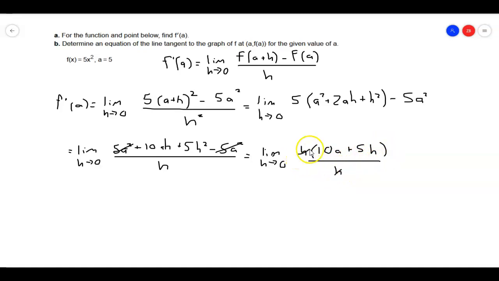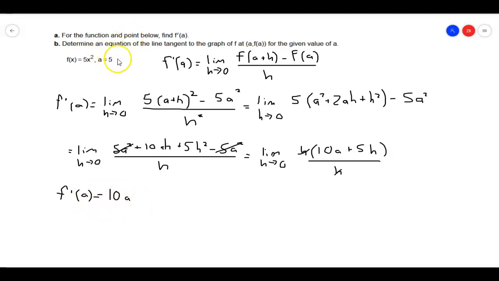Now I am going to cancel those out, and then I'm going to plug that 0 in for h, which cancels this out, and I'm just left with 10a. And so f prime of a, in this case, is just equal to 10a. So I don't put the limit anymore because I just applied it. I was able to put it in here and get a form without a 0 in the denominator there. So this is my equation for the slope of the tangent line at any value of a.